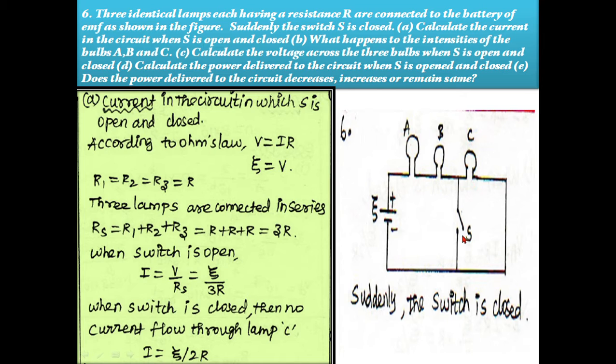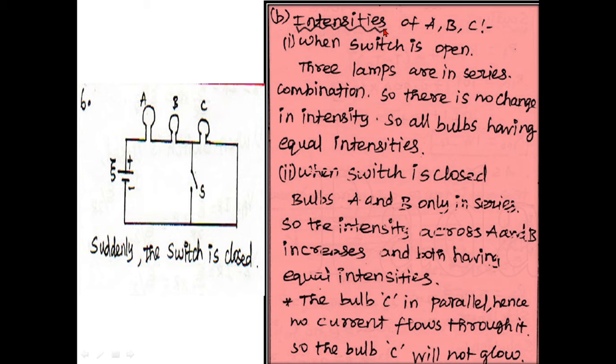When switch S is closed, then no current flows through the lamp C. Why? Because the circuit is closed, only lamps A and B are in working condition. Then C will not work when the switch is closed. So the equation is I is equal to ψ by 2R, because only two lamps are working. Next, the second question is the intensities of A, B and C.